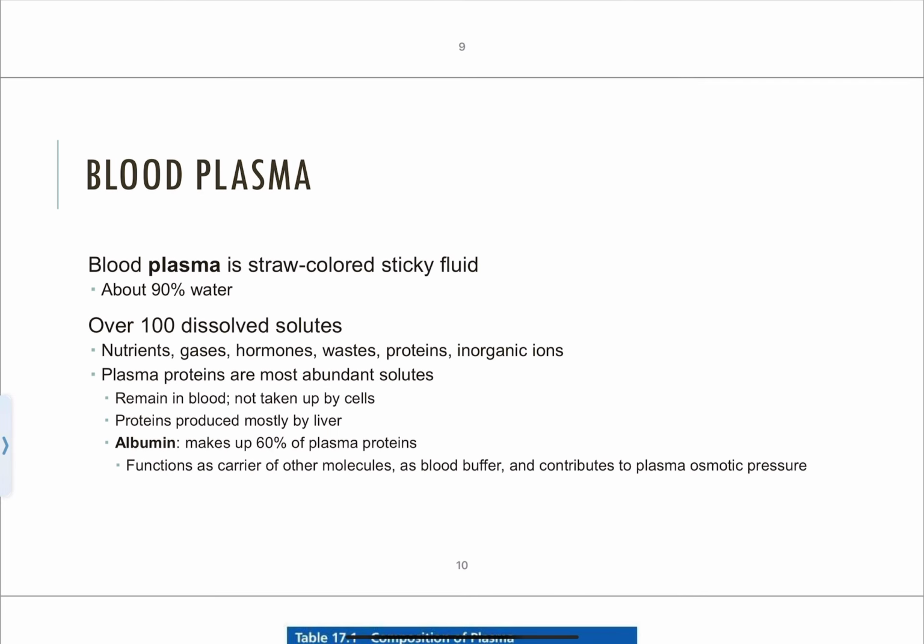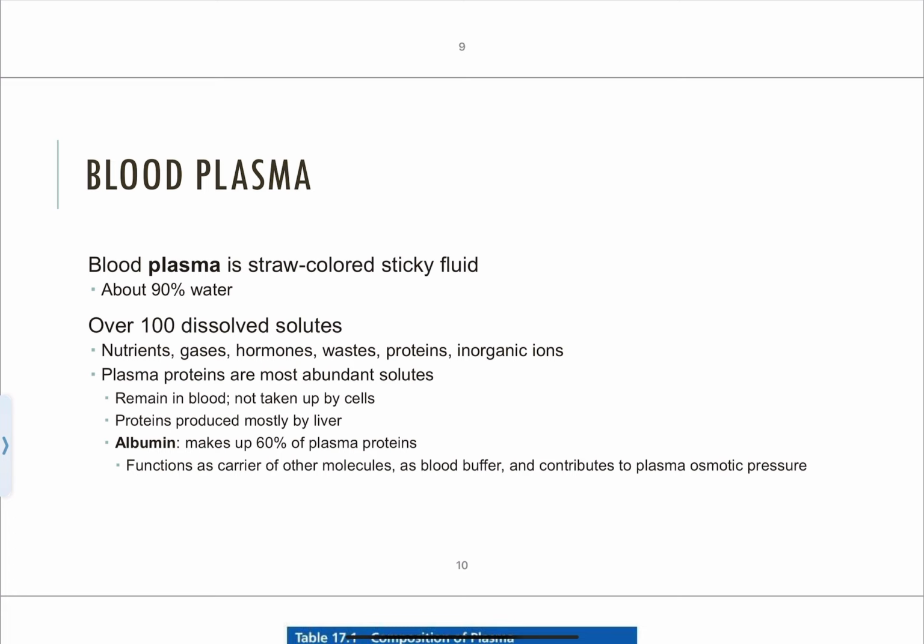So let's talk a little bit more about the plasma or the matrix that makes up this type of connective tissue. The bulk of plasma is actually water. So 90% of plasma is water. We also have some dissolved solutes in there, things like nutrients, gases, hormones, which we'll talk about later, waste products from cellular metabolism, proteins, and some inorganic ions. And inorganic just means that these are ions or molecules that do not contain carbon. But the bulk of the solutes that we have in our plasma are actually plasma proteins.